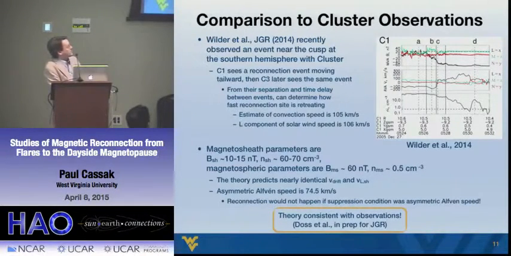The other thing that's interesting is the asymmetric Alfvén speed for this case was about 75 kilometers per second, and the flow speed was 106. So the solar wind speed was faster than the Alfvén speed. Before this project, I would have said, well, okay, maybe it's going to suppress reconnection. But now we would say it doesn't. And sure enough, they're seeing reconnection. So it seems like that also is consistent.